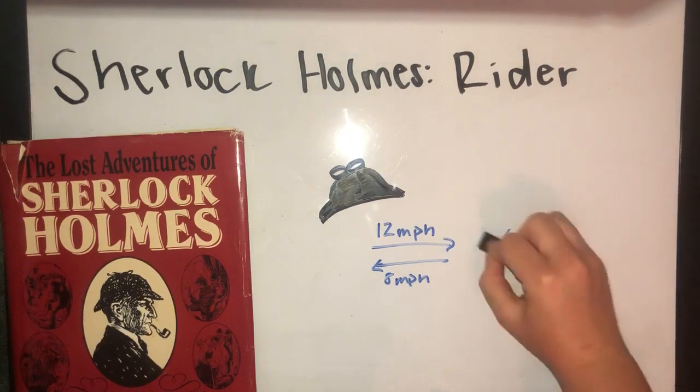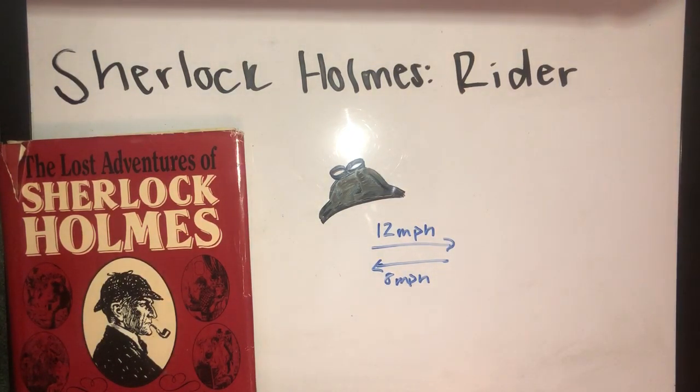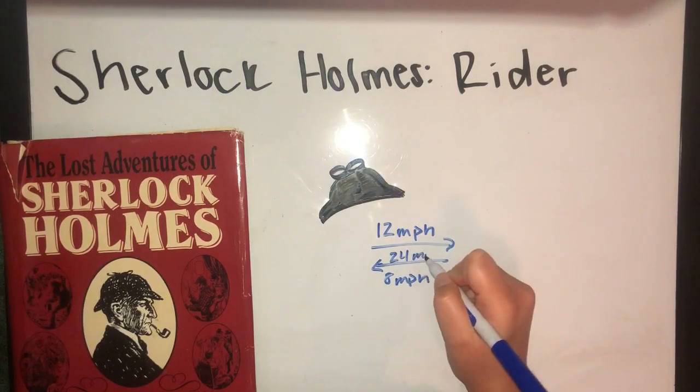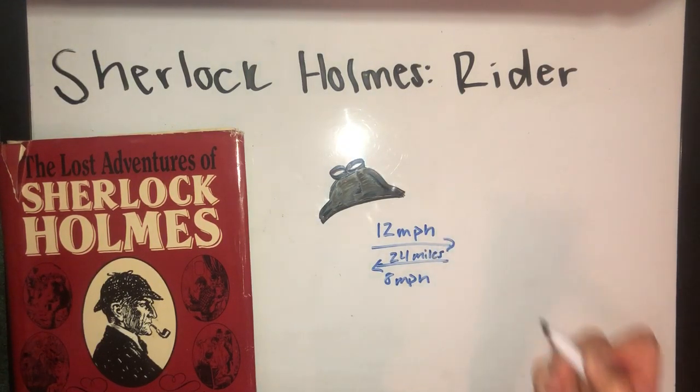So let's go back. Looking at this problem, we know we have the speeds to get there and to get back, but it doesn't give us a specific distance. This means we have to try and find a distance that works in the context of the problem to find our solution. So we're going to use 24 miles as the total distance. This is because 12 and 8 both go into 24 evenly, so for simplicity's sake, this is the best number to use.